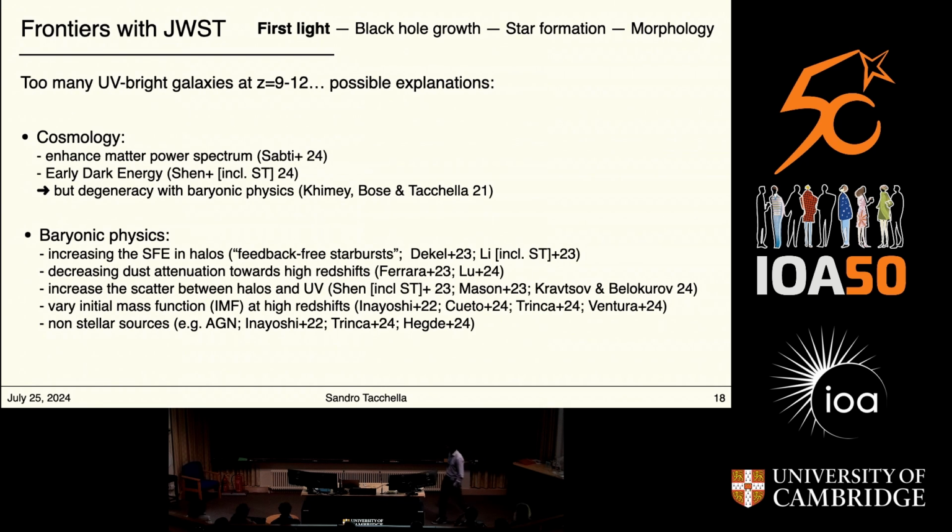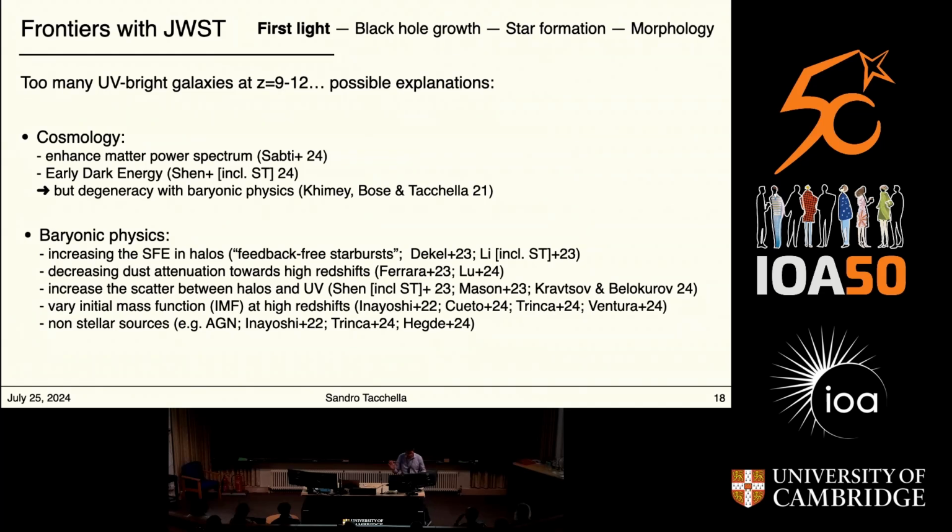You can increase the scatter between halos and the UV. Again, the halo mass function is very steep at high redshift. And so when you scatter things from the low mass end up, you can do this very efficiently with just a little bit of scatter. And so you can have low mass systems that actually dominate the bright end of the UV luminosity function. You can, of course, vary the initial mass function, therefore increasing the UV output per baryon, or you can introduce non-stellar sources such as AGN.